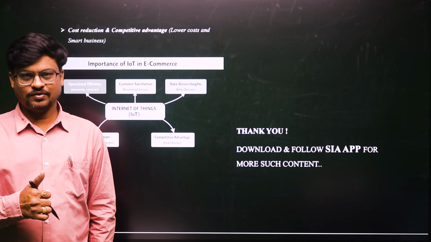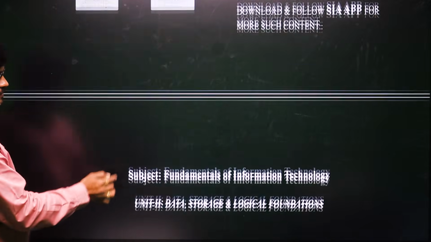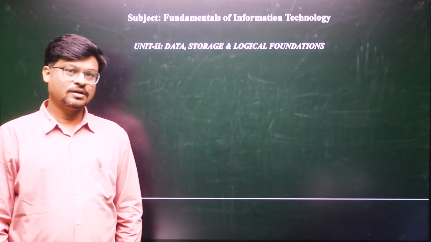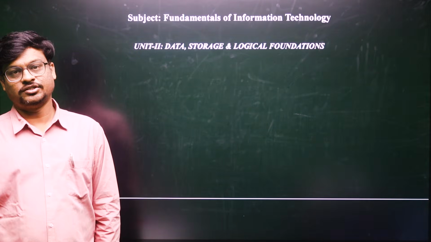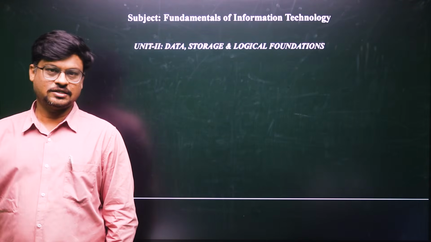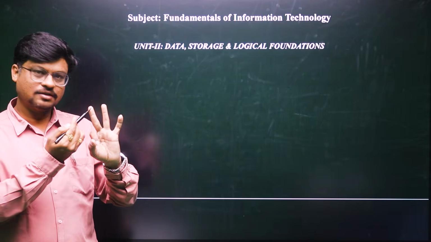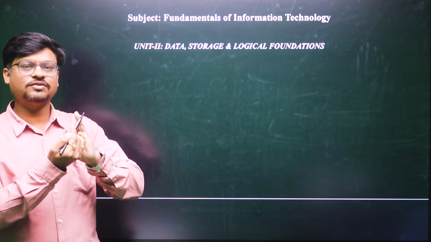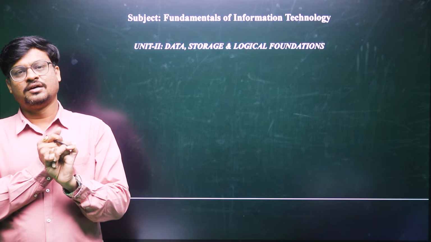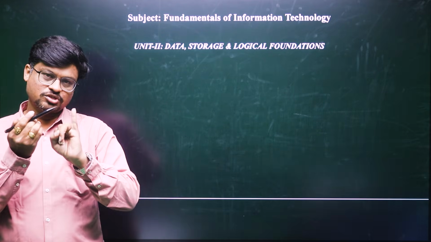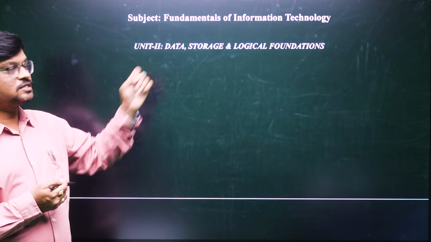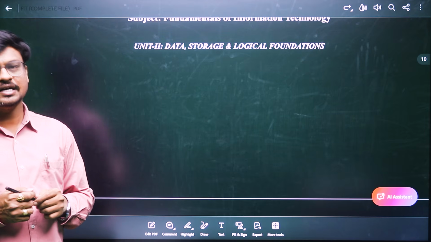Let us continue with unit number 2. In unit 2, we will speak more about data, storage and logical foundations. In unit 1, I spoke about the central processing unit. The CPU is divided into 3 categories: control unit, arithmetic and logic unit, and memory unit. This memory unit plays a very important role, because when data is stored, it will be stored in the memory unit, and we have primary memory and secondary memory. Those things are discussed here in terms of data and storage.